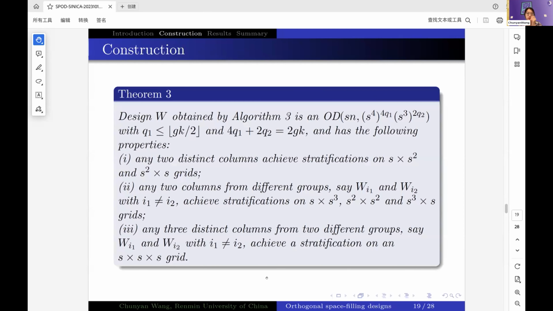So here is the design W. It is also orthogonal, and the columns of this matrix can be divided into different groups. Under this grouping method, the design columns achieve the following desirable space filling properties.